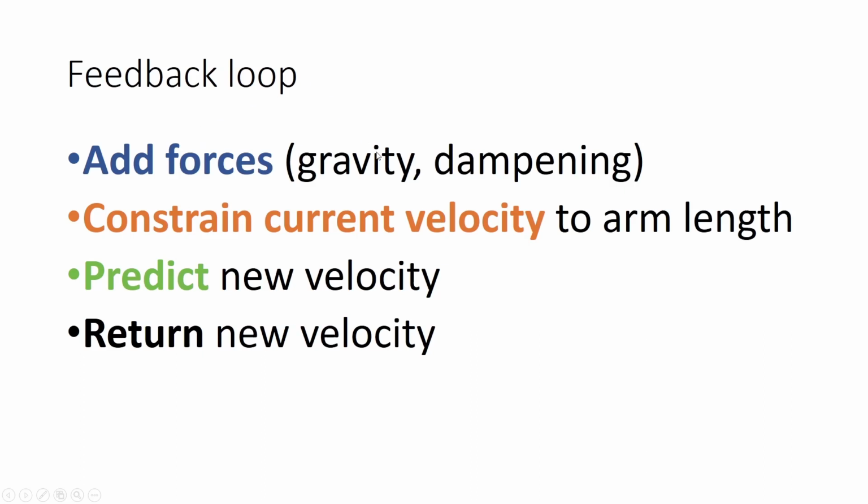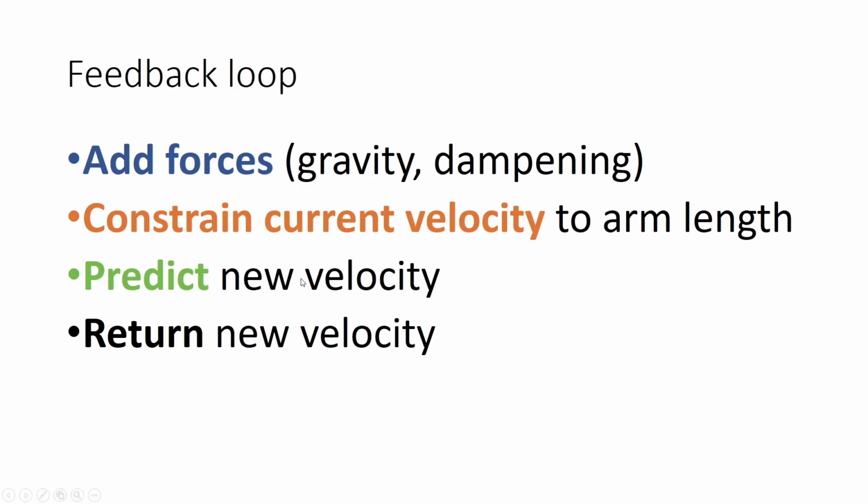So, a feedback loop. This is what we're going to do each time we constrain our bob to the rope. The first thing we do is add forces, so gravity, and we'll talk about damping later, but basically when we move the bob, we're adding forces to it. The second step, and this is the cool bit, is we're constraining the current velocity to the length of the arm. So we take where it's moved after we've added forces to it, and then we shorten that so that it's no longer past the length of the arm.